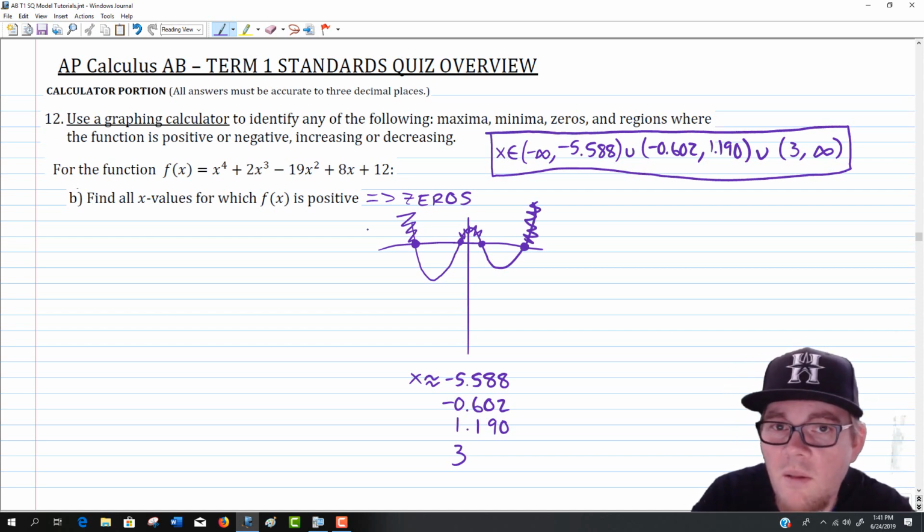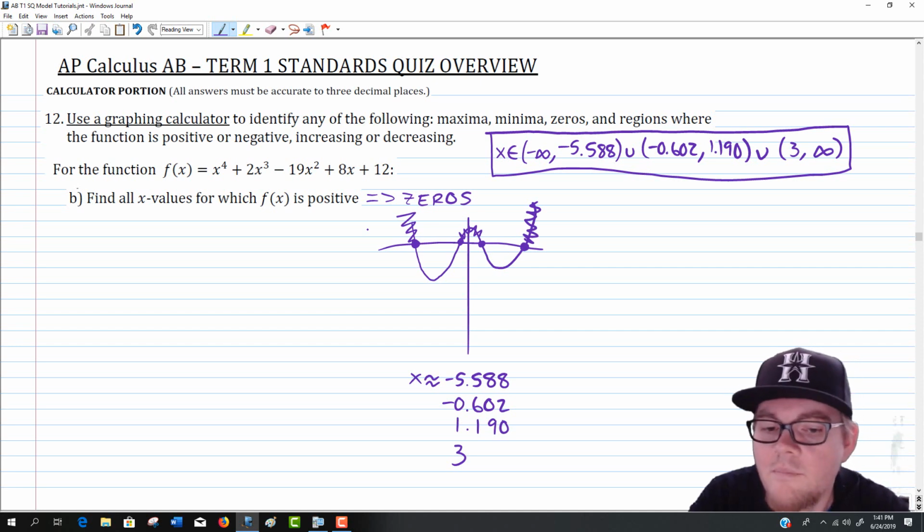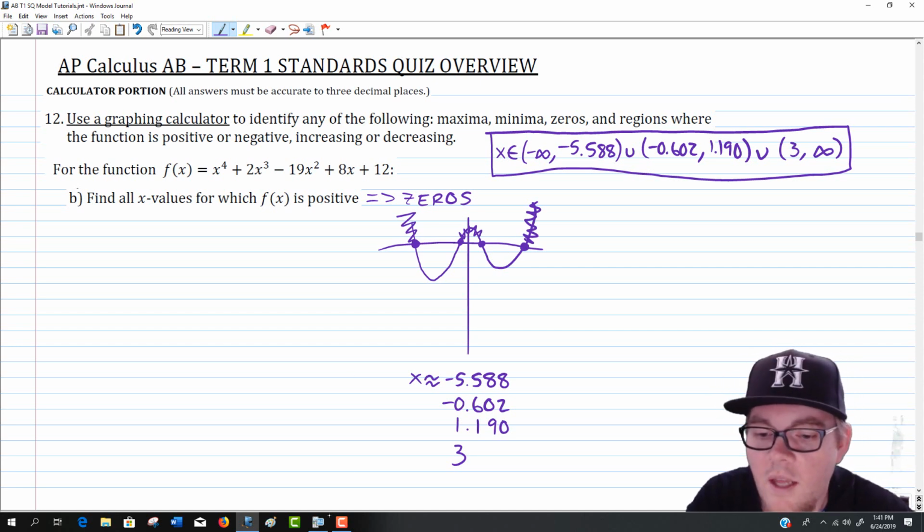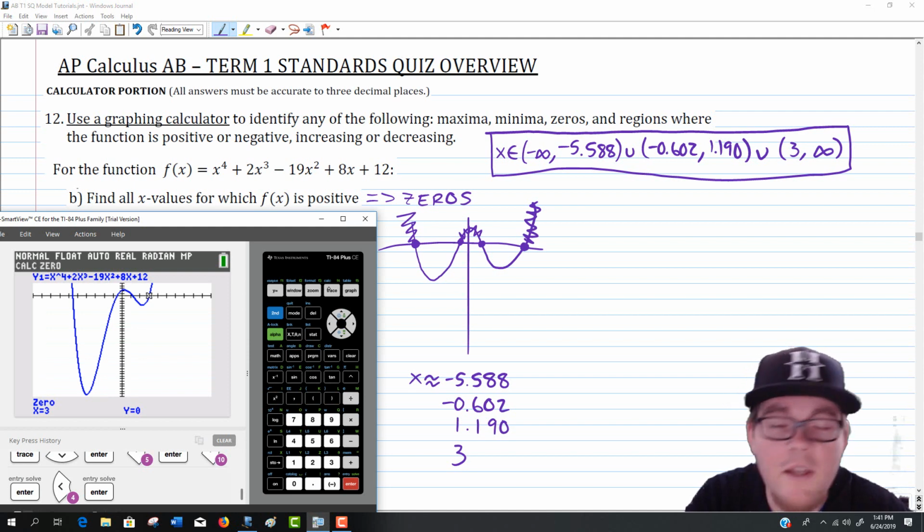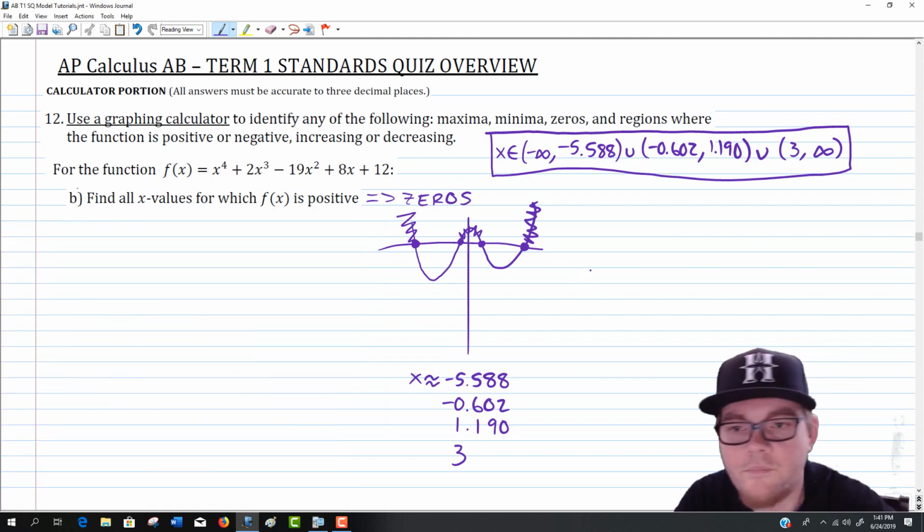My goal in the standard quiz would be to limit that to no more than 2, but here we are. So there's our second one. Again, using our graphing calculator, that second trace button, really, really powerful stuff.